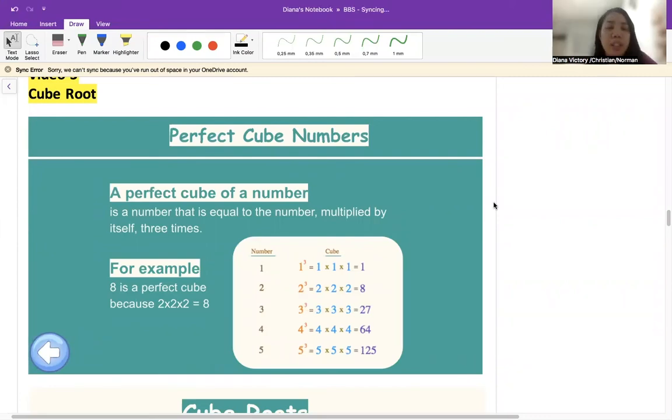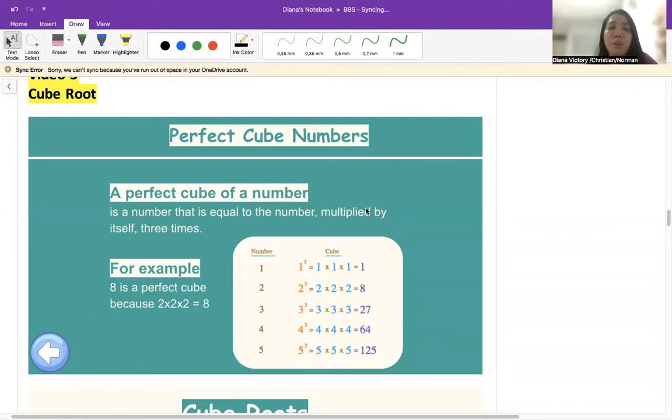Hello guys, welcome again. In this video, we're gonna learn about cube root. At the end of the video, you are expected to be able to estimate the cube root value without using a calculator.